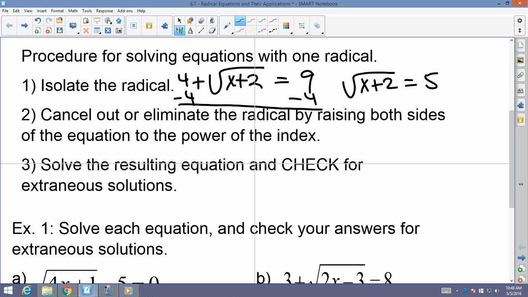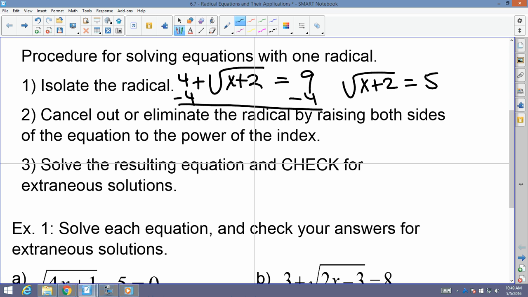Number 2, cancel out or eliminate the radical by raising both sides of the equation to the power of the index. Guys, if you have a square root, you get rid of a square root by squaring both sides. If you have a cube root, you get rid of the cube root by cubing both sides. If you have an index of 5, you get rid of that by raising it to the 5th power.